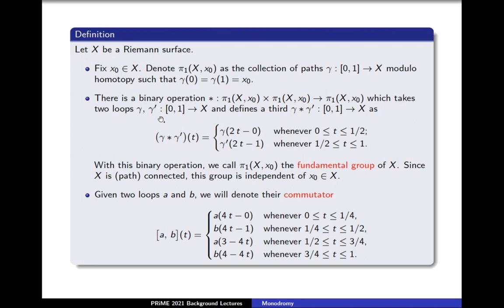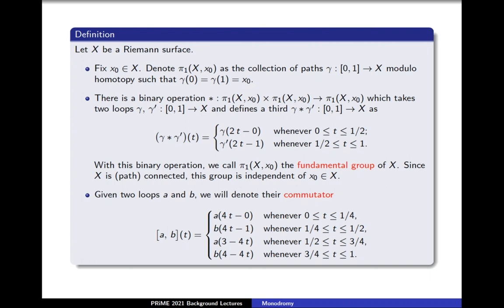We often call this operation concatenation, where we do one loop and then the other one. And this gives us a loop that begins and ends at x naught still and maps the interval into our surface. Together with this binary operation, we will call pi sub 1 of X comma x naught the fundamental group of X. Since X is path connected, this group will be independent of the base point x naught that we've chosen in X.